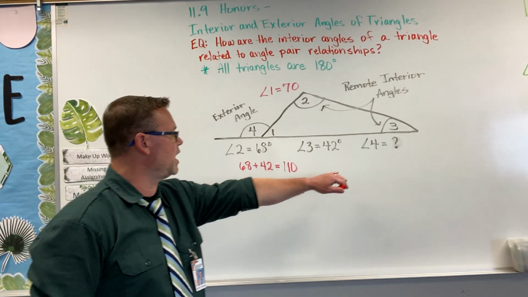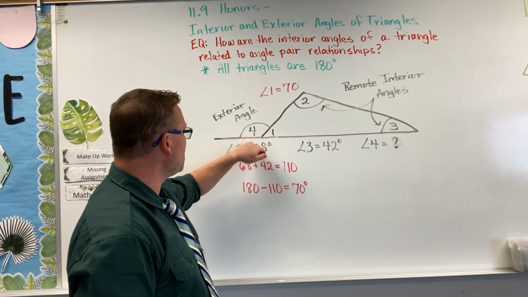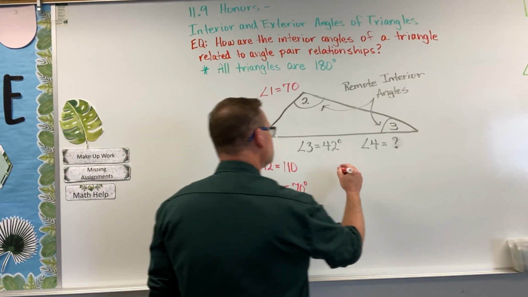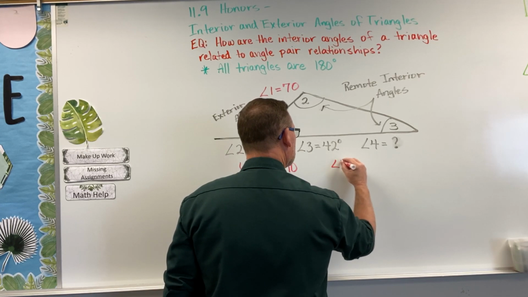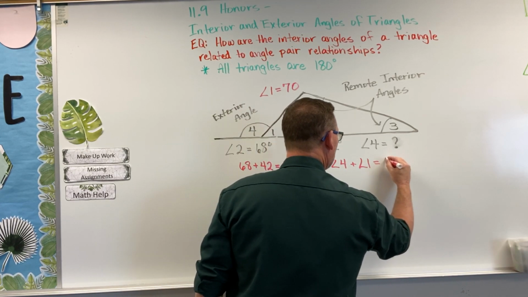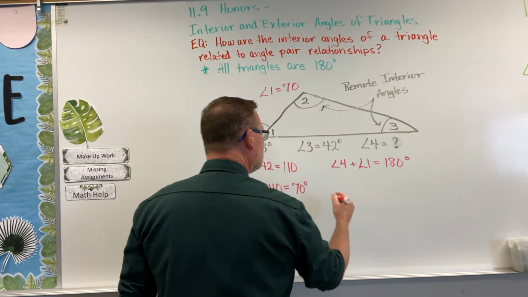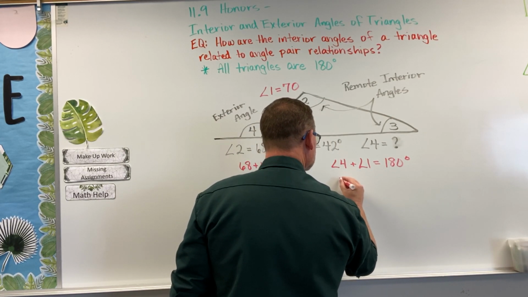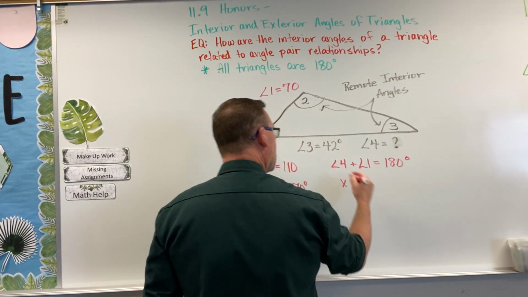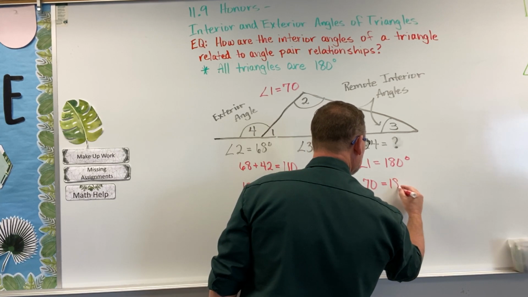But we need to find angle 4. This is 70 degrees. Guess what? They are supplementary angles. In other words, angle 4 plus angle 1 should equal 180 degrees. We know angle 1, so I'm going to put X for angle 4. We know that angle 1 now is 70 degrees, and it should equal 180 degrees.